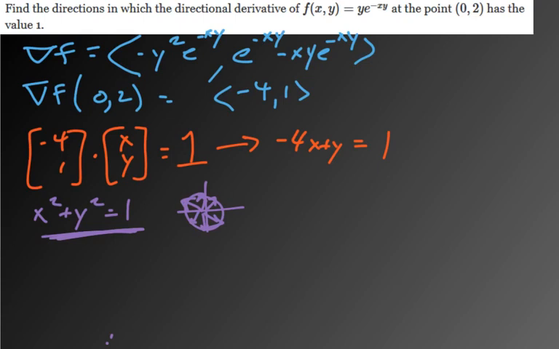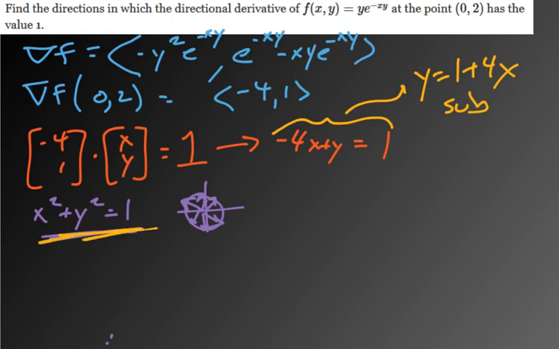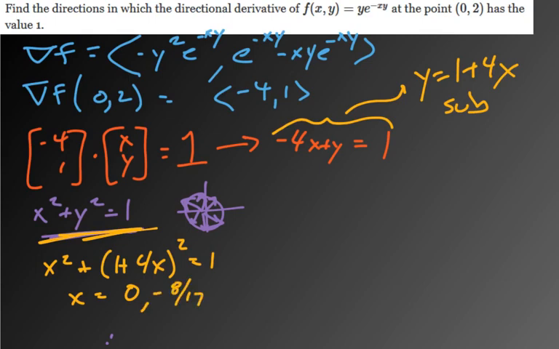So now we just have a system of 2 nonlinear equations, and I'm probably just going to do substitution. From here, I'm going to take y equals 1 plus 4x, and sub in down here. So x squared plus (1 plus 4x) all squared equals 1. I think you guys can solve this. I'm just going to write down that you should get from that 0 or negative 8/17.